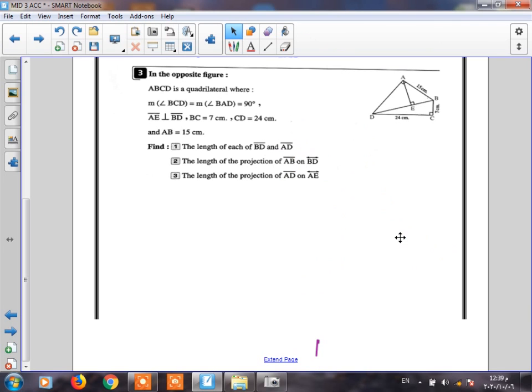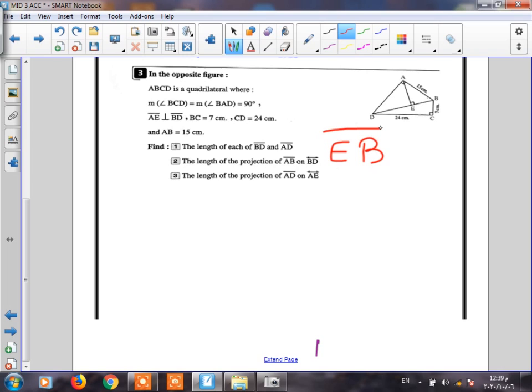So the projection of AB on BD is what? AB on BD is EB. The projection of AB on BD is EB. Now I get the projection of each point alone. So how can I get BE? I know that AD equals 20 centimeters, and I know that BD is 25 centimeters, and AB is 15. How can I get BE?